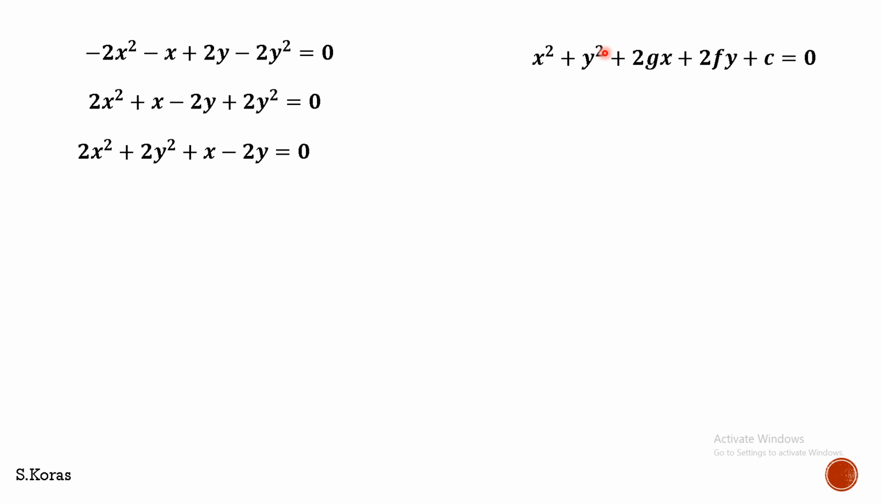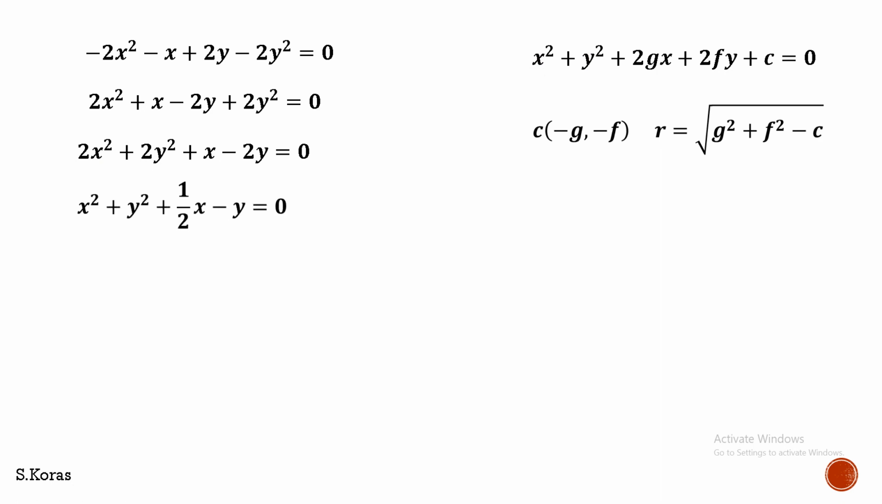Here the coefficient of x square and the coefficient of y square are equal to one another, and that is equal to 1. So let us divide the whole equation by 2. That is x square plus y square plus half x minus 2y by 2, that is minus y, equal to 0. Now if you see, it is very clear, it is in this format. So this is a circle. So the path traced by that variable point or the moving point is nothing but a circle of this equation. So let us try to find center as well as radius.